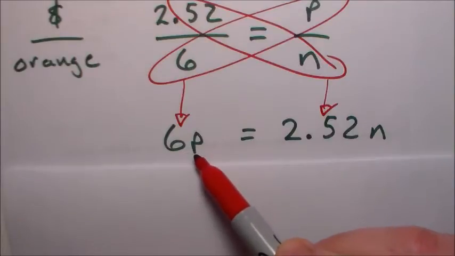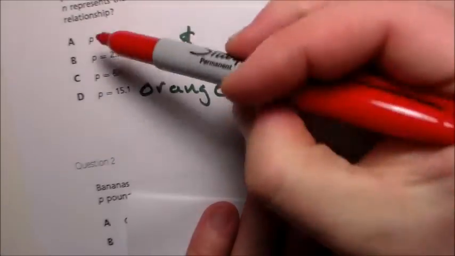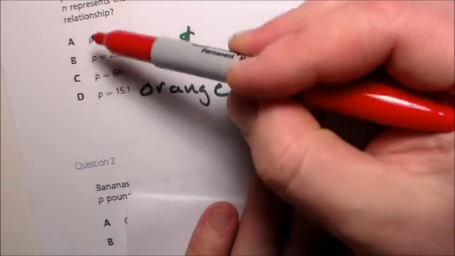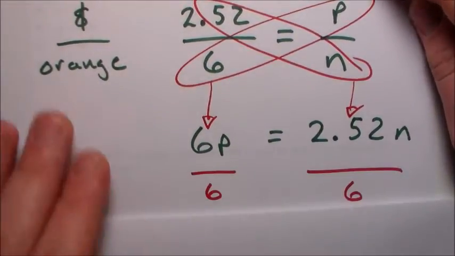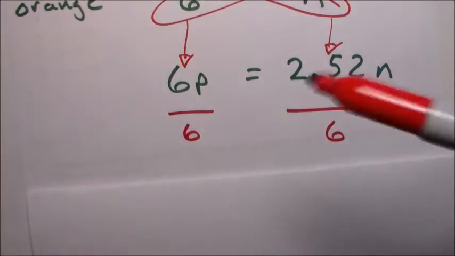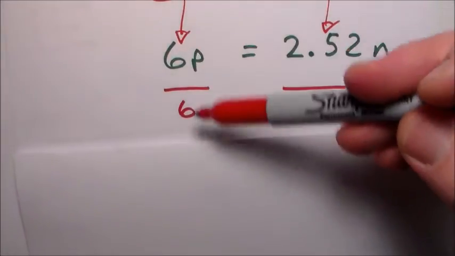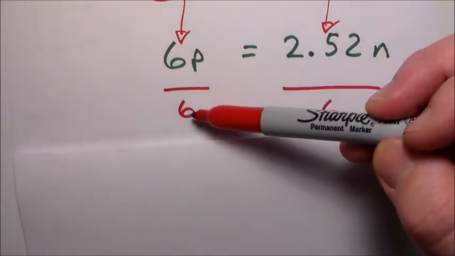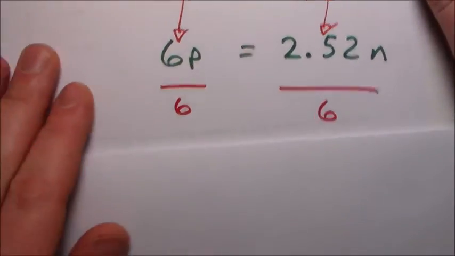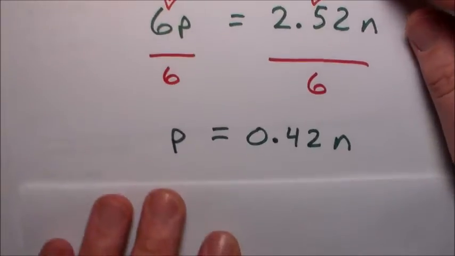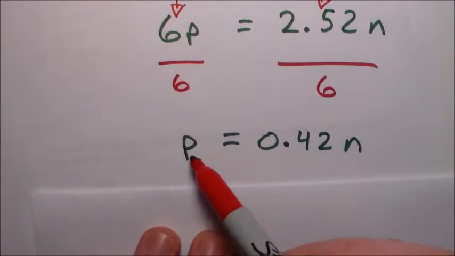Well, we have 6P here. We see our answers all have just P to the left by itself. So let's get P by itself. Let's divide by 6. And if we divide each side by 6, the 6's cancel out because 6 divided by 6 is 1. 1 times P is just P. And $2.52 divided by 6 gives us 42 cents.